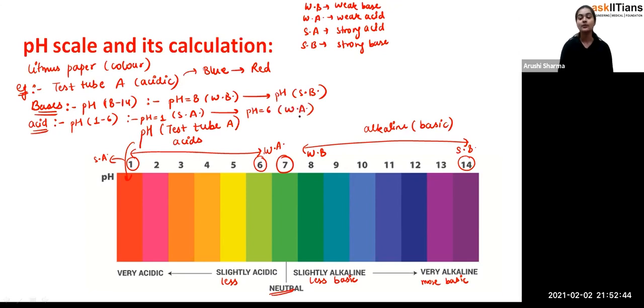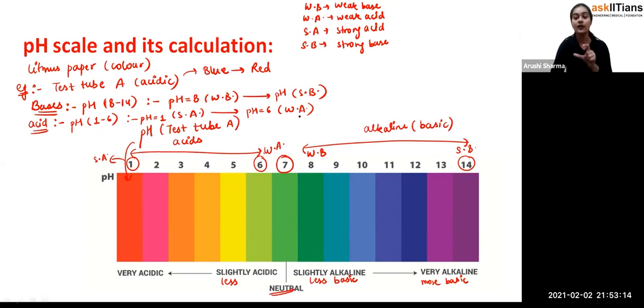So what we have seen till now, students, is that whenever we have a solution and test it with litmus paper, you can match the color of the litmus paper with the pH scale. From that you will come to know that the particular solution has this much pH. Now if the pH is below 7, it is acidic, and if the pH is greater than 7, it is basic.